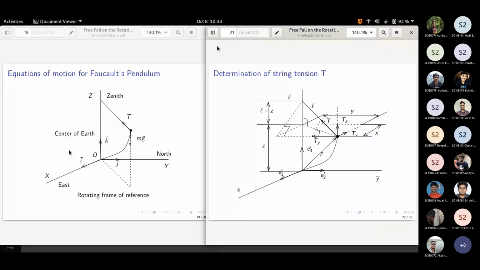So the first step is to resolve the tension into various XYZ directions. I think g would be assumed to be in the direction of the k direction. So I think that will satisfy you, no? That is small k, the zenith direction.